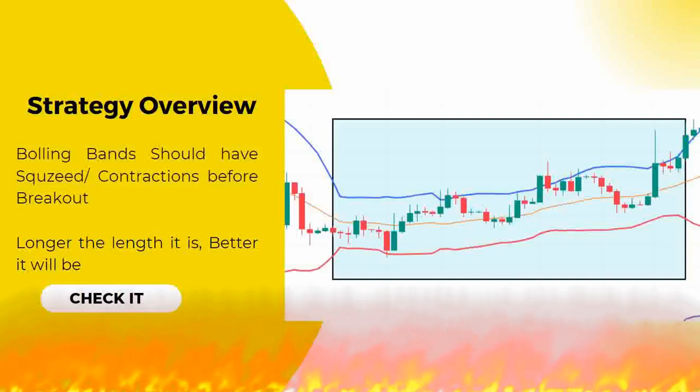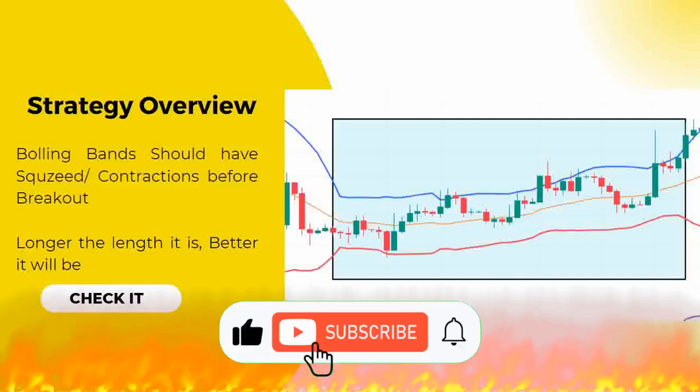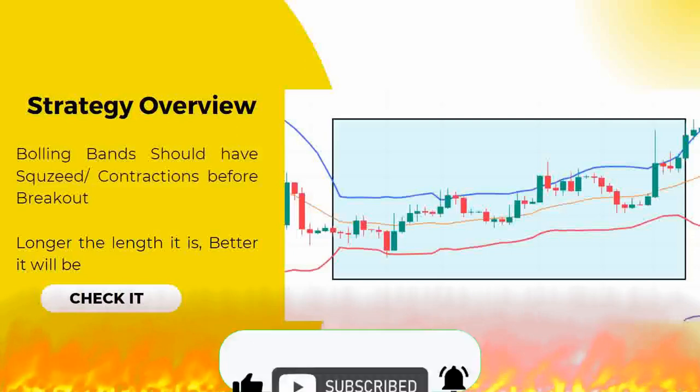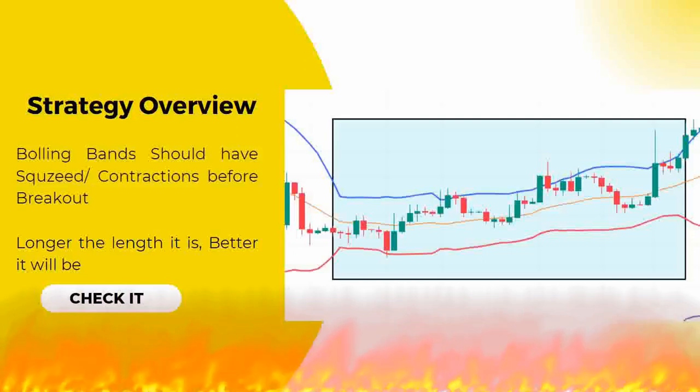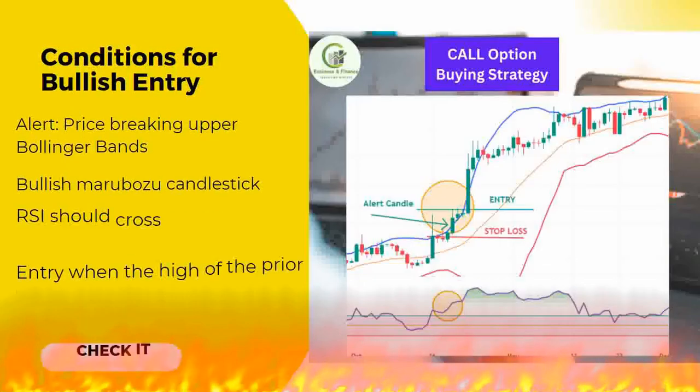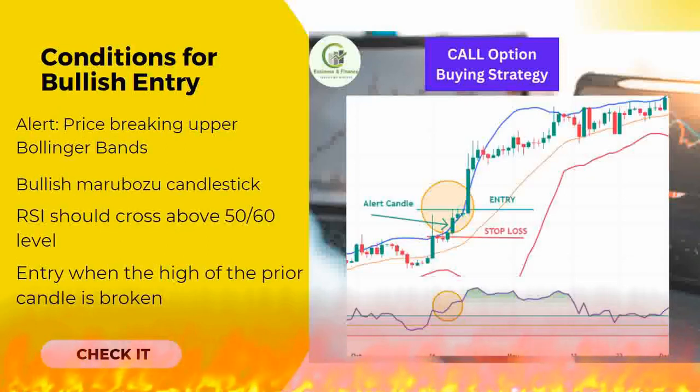So what we have to do is identify whether there is a contraction of the Bollinger Bands before the breakout level or not. If there is a contraction of the Bollinger Bands, if it is very tight or blending, then it will have a very strong breakout compared to those having lesser tightness and a higher distance between the lower Bollinger Band and the upper Bollinger Band. It is somewhat wide, and it will have a much weaker breakout. So let's check a few examples and some other conditions.